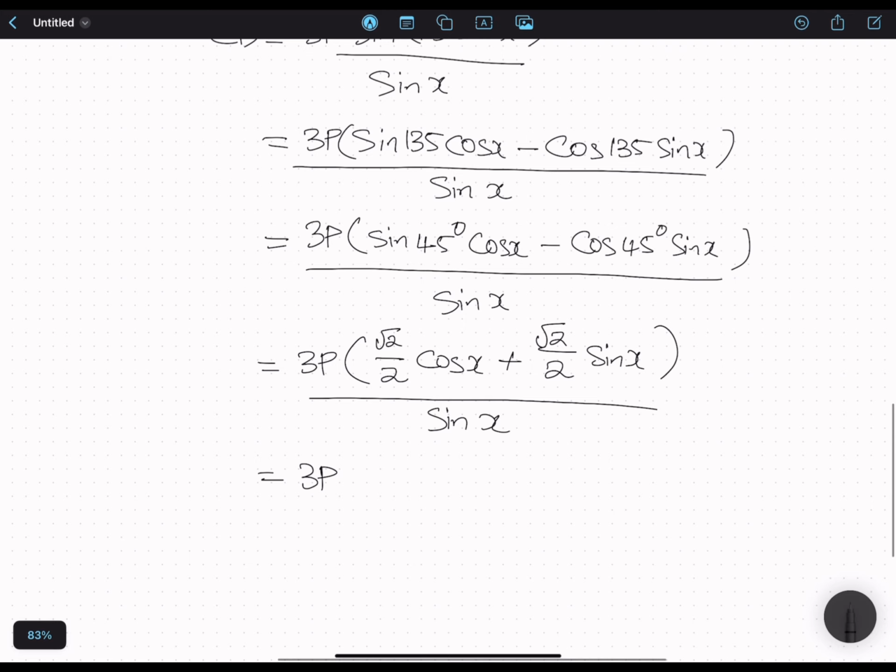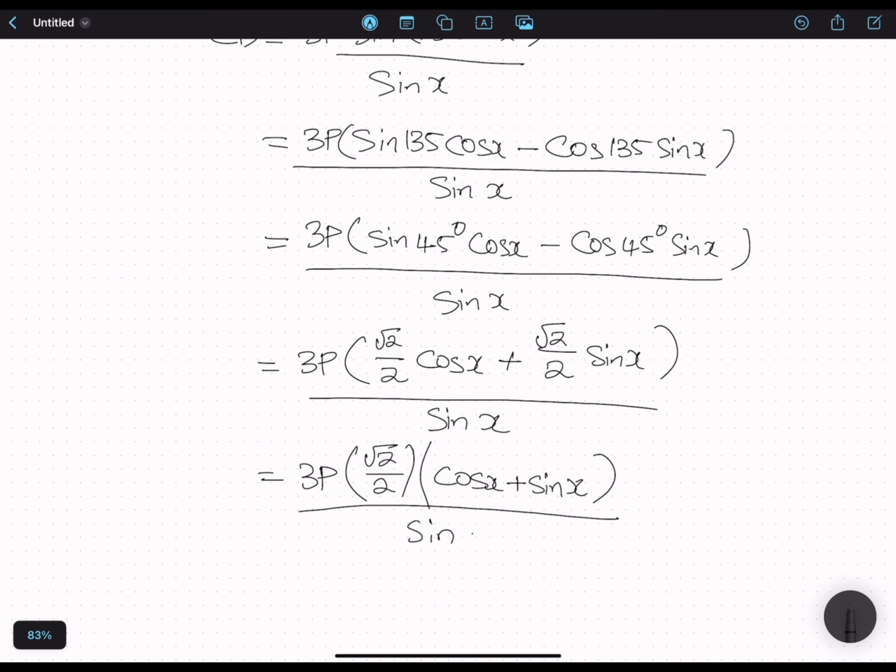It's common. Then we can have square root of 2 over 2 into, sorry to put it like that, but yeah, you can write it like that also, cos x plus sine x, which is what we want in the bracket already. We are fine with this, we are happy with that. Sine is going to be sine x.